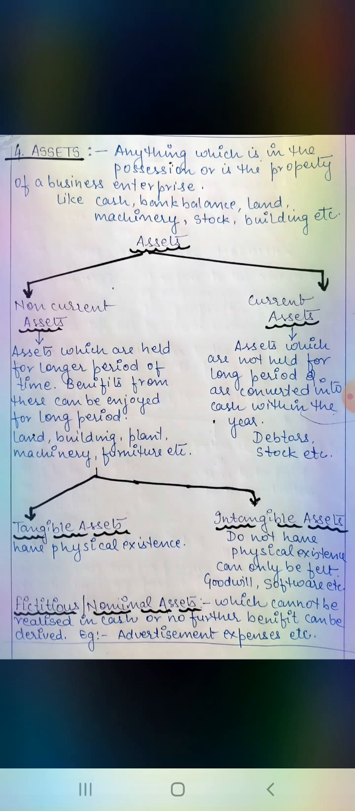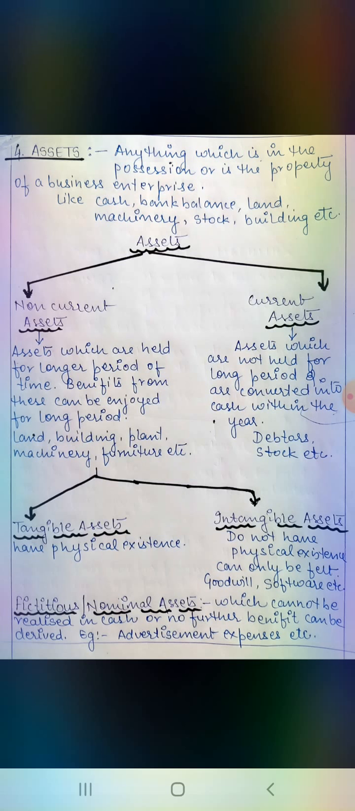So apart from these assets, we have one more asset that is known as fictitious or nominal assets. These are the assets which cannot be realized in cash, or no further benefit can be derived from these assets. ऐसे assets जिनके कोई गारंटी नहीं होती है कि इनसे कैश रियलाइज होगा या नहीं, या इनसे आगे फ्यूचर में बेनिफिट मिलेगा या नहीं, ऐसे एसेट्स को हम लोग कहते हैं नॉमिनल एसेट्स. And the best example of nominal asset is advertisement expenses.